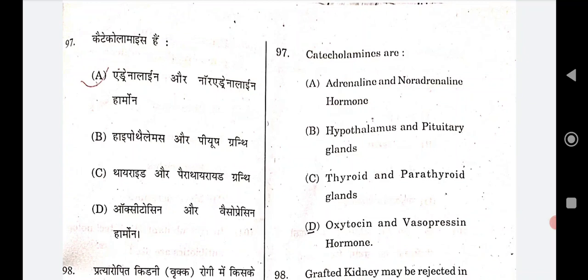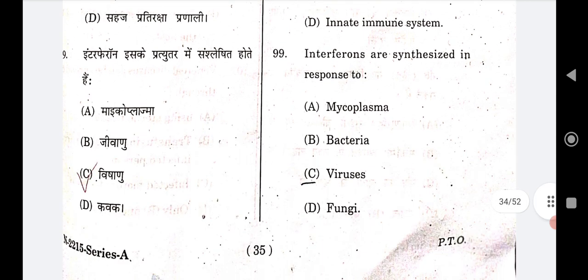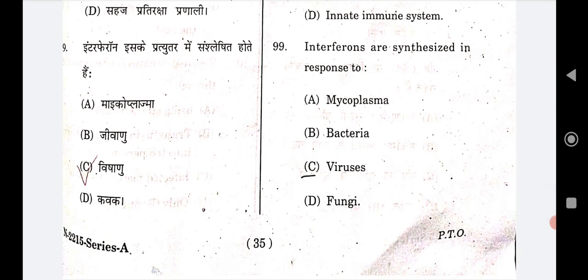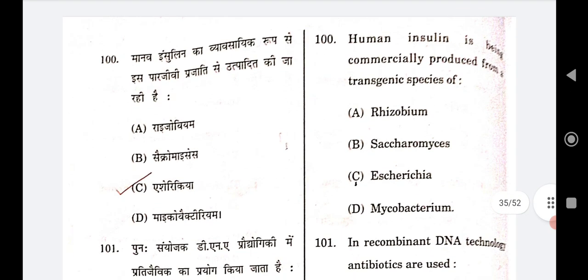Next is catecholamines are, so that is adrenaline and noradrenaline hormone. A is the correct one here. Next question, grafted kidney may be rejected in a patient due to, correct option is cell mediated immune system. Next question, interferons are synthesized in response to viruses. C is the correct option here. Question number 100, human insulin is being commercially produced from a transgenic species of Escherichia. C is the correct option here.